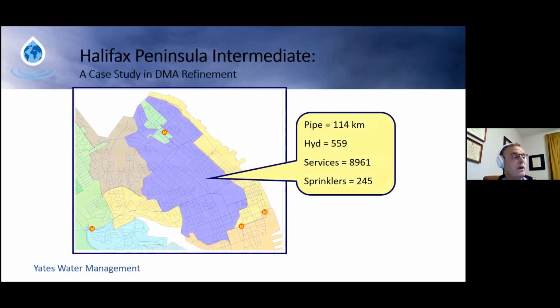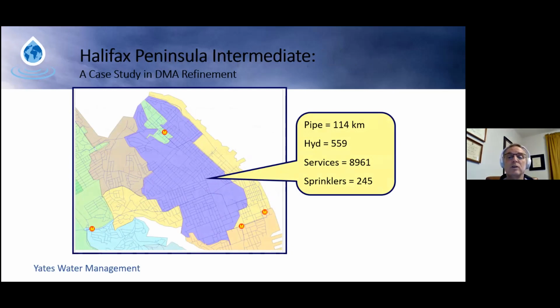So here's an example where Halifax Water discovered that their DMA was too big and they were not able to figure out what was going on. This is an area right on what we call the Halifax Peninsula. So it's very close to the downtown area of Halifax. There's lots of activity in the nighttime. There's hospitals, lots of water use in the nighttime. So it makes it a little more difficult to try to figure out what's going on.